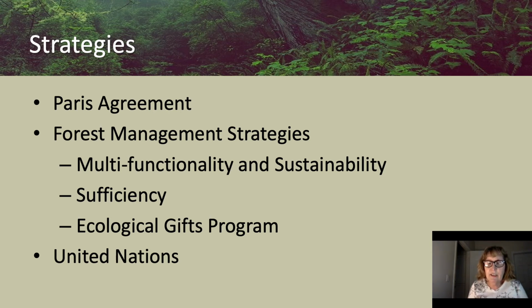Sufficiency. The sufficiency approach relies on applied practical forest management. Selective cutting, a silvicultural practice, utilizes continuous cover forestry.